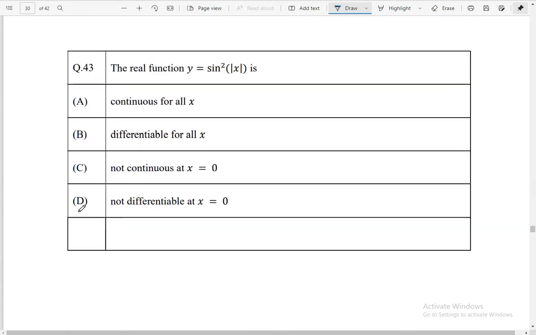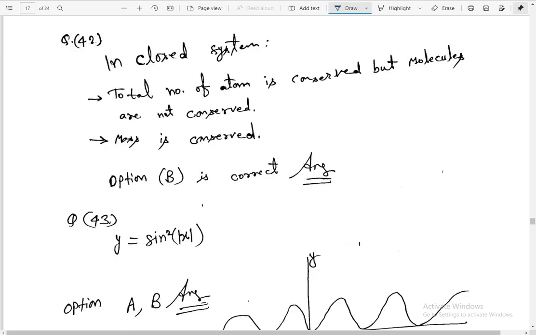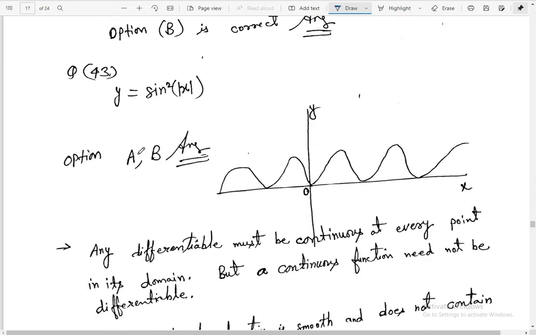The real function y equal to sin square mod of x. We must understand what is continuous and differentiable at a point, sharp edge, angle. So for this equation we have a graph, this is the graph.